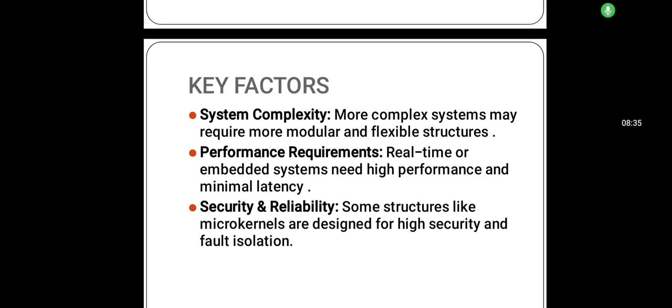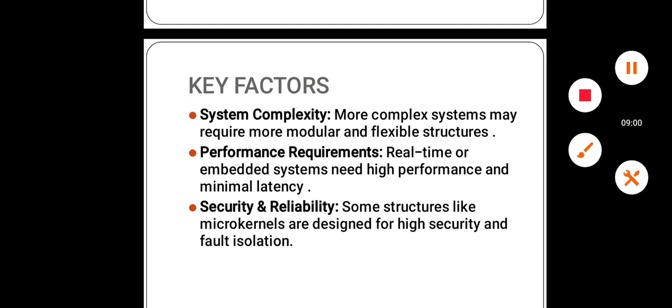The key factors in the OS structure are system complexity, performance needs, and security and reliability. In system complexity, more complex systems require modular and flexible structures. Next, performance needs. Real-time and embedded systems need high performance and low latency. In security and reliability, microkernels provide high security and fault isolation.